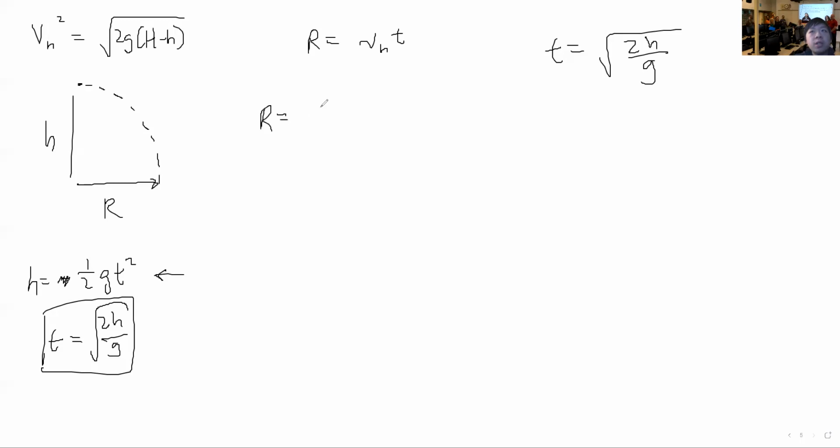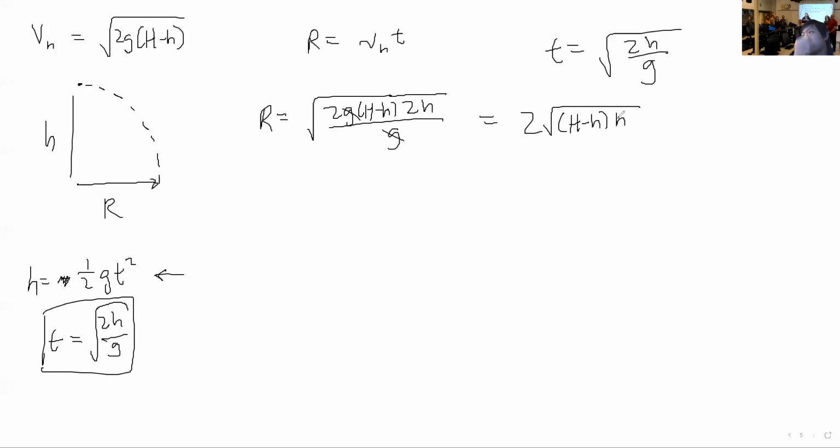Cool. So then from this, we have r is equal to, oops, it's just v_h over here. So this is equal to the square root of 2g times H minus h, times 2h over g, right? The g's die, we can bring the 2 to the outside of the square root. So this just becomes 2 times the square root of H minus h times h. Okay, so now we have this expression of r in terms of big H and small h.